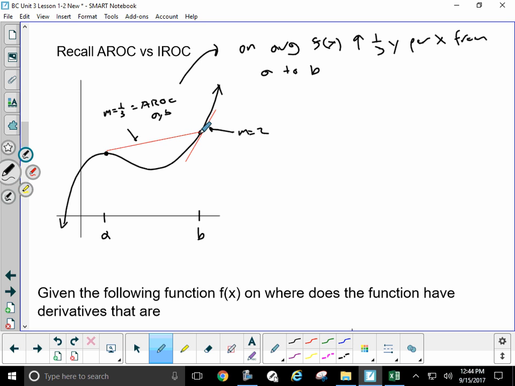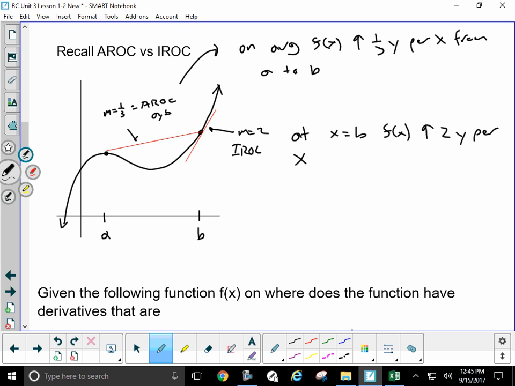Well, that's the average rate of change, but now if we look at tangents and the slopes of tangents being the instantaneous rate of change, you can say at this exact moment, at x equals b, the function is going up 2 y's per x. That's it. So knowing that this is positive 2 is telling me my function's going up.